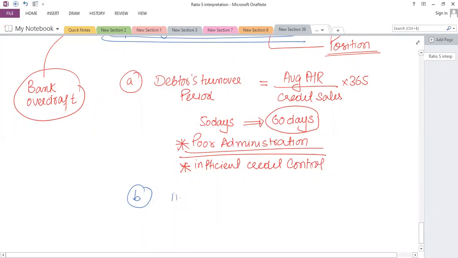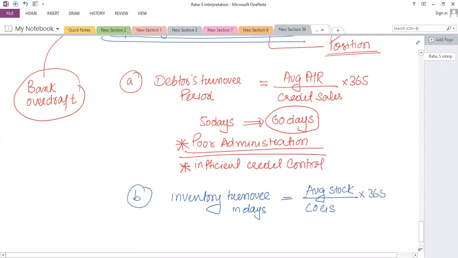The second is inventory turnover. Now, inventory turnover, I already told you that you should know the definition, what it means. Many students do not know the exact definition. Inventory turnover is how fast you can convert your inventory into sales.